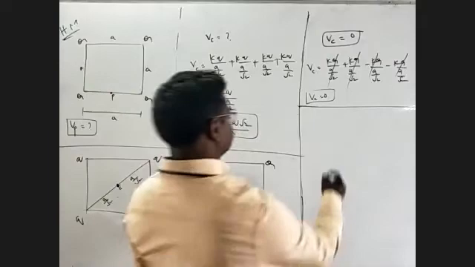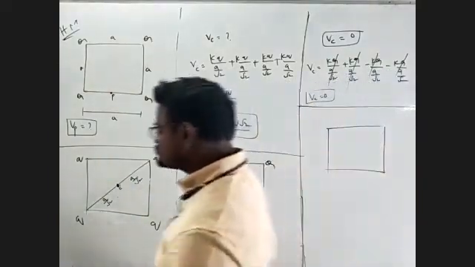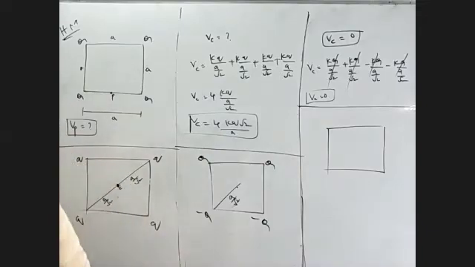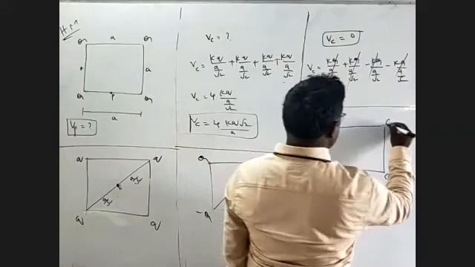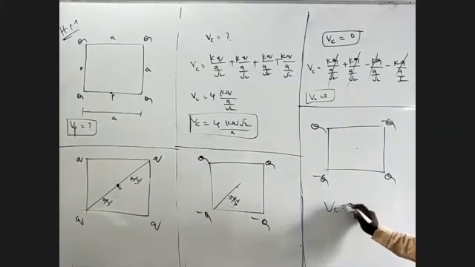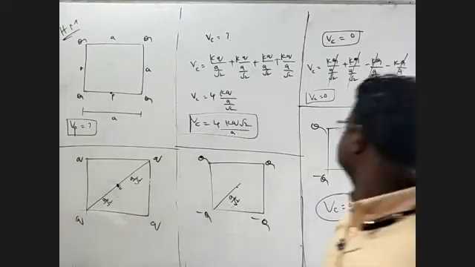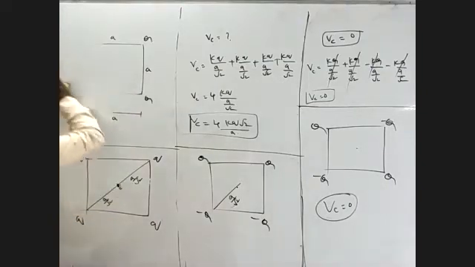Next model. This is a square, with plus Q, plus Q, minus Q, minus Q at the corners. At the center point, VC is equal to 0. That is one model. Next.